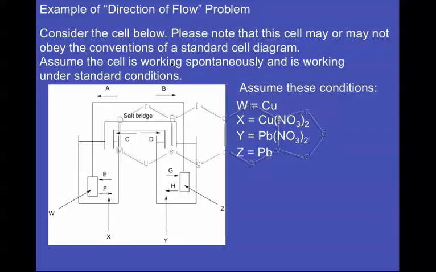Now, reading the question, it says that the cell may or may not obey the conventions of a standard cell diagram. What that means is it's not necessarily so that the anode is on the left. It could be on the left or it could be on the right, and you need to be prepared for either eventuality. That means that the reaction could be running in one of two directions. It could be running with the electrons running this way or the electrons running this way, and we need to figure out which way the electrons are going.